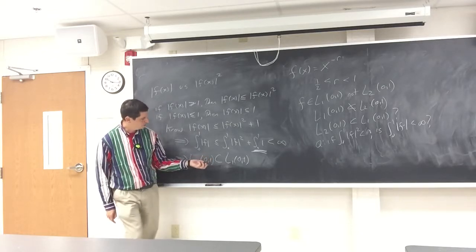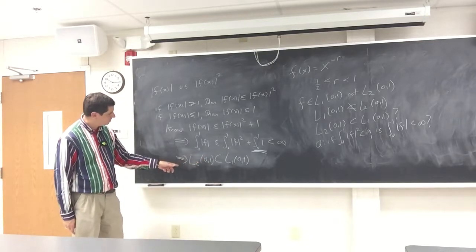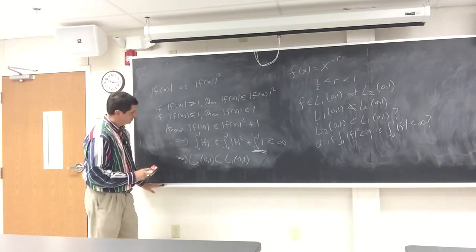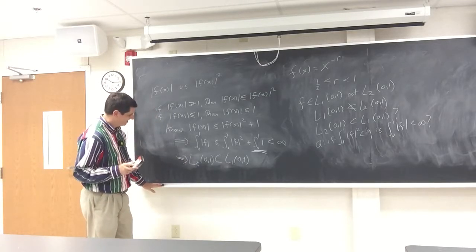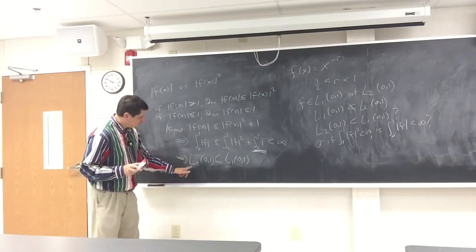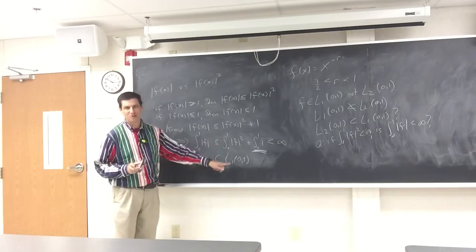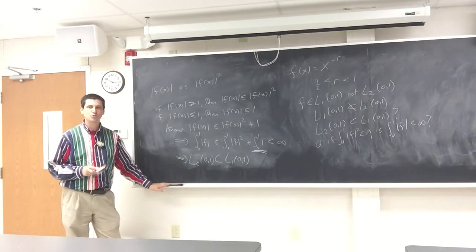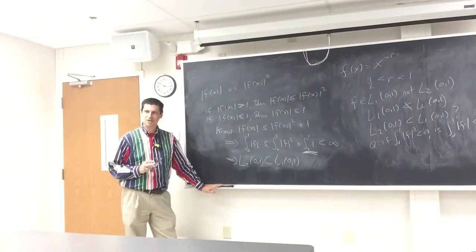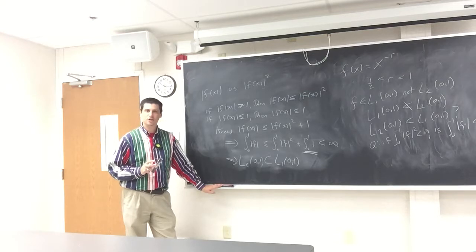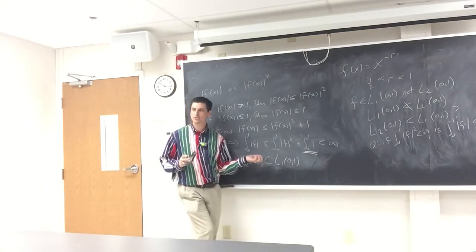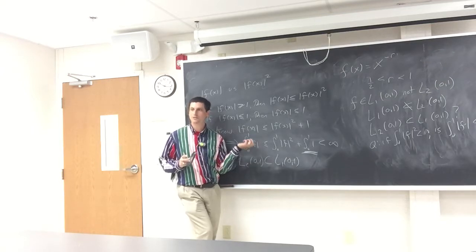What did I just do? Did I write things the wrong way? No. Okay. If you're L2, you're definitely L1. But if you're L1, you're not necessarily L2. Okay, that's the way to go. So if I tell you you're square integrable, you're also integrable. But if I tell you you're integrable, you're not necessarily square integrable. So you have more information if I tell you you're an L2. We know more about the function.